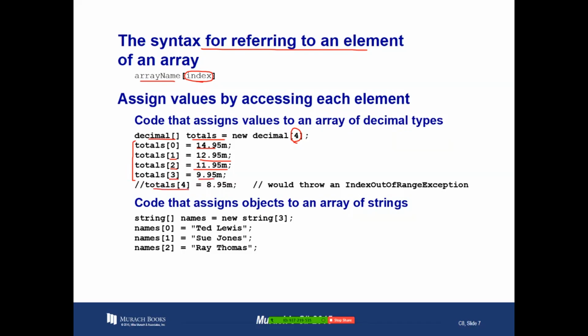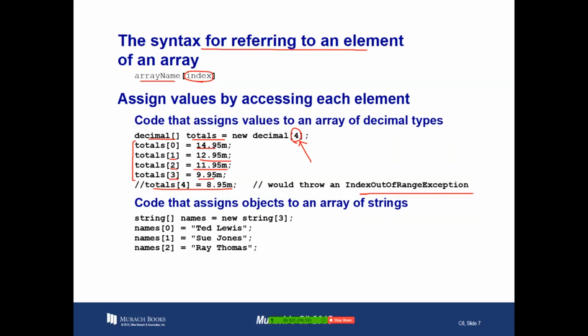And if we try to assign the fifth element, there is no fifth element because we've only declared 4. It would throw an index out of range exception. And there's not really any way to make the array bigger once it's declared. If you are running a program and you decide you need more space, you actually have to declare another array and copy everything.